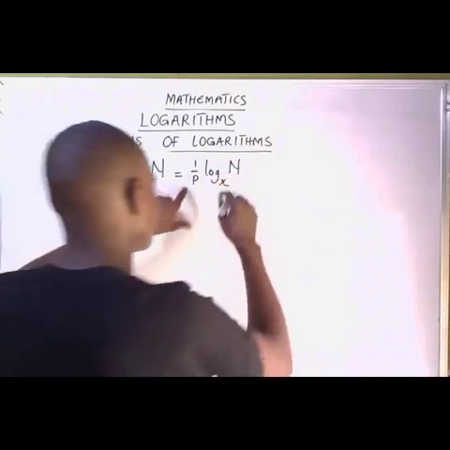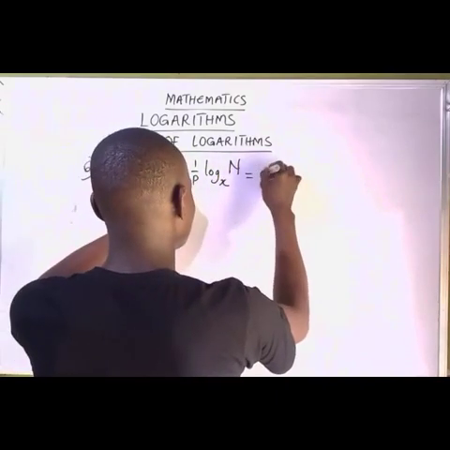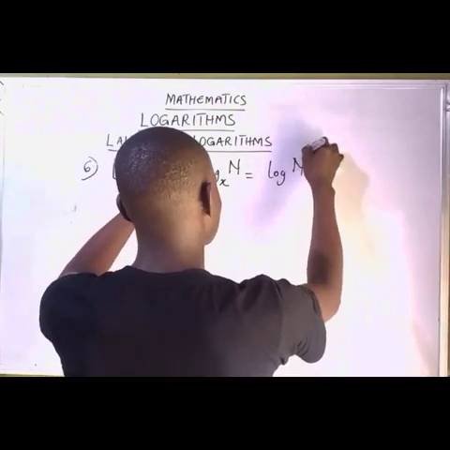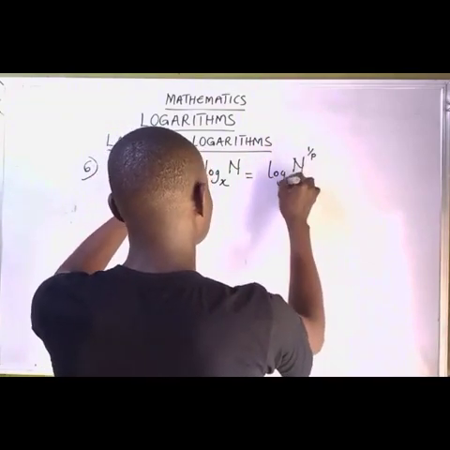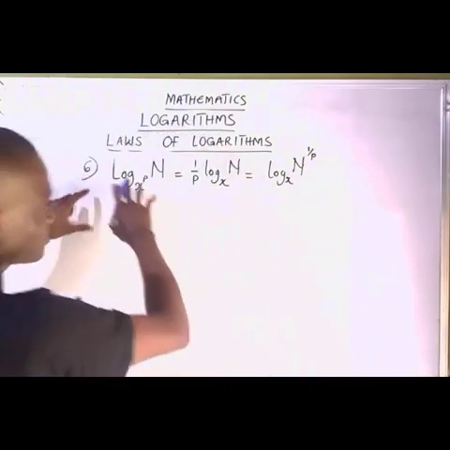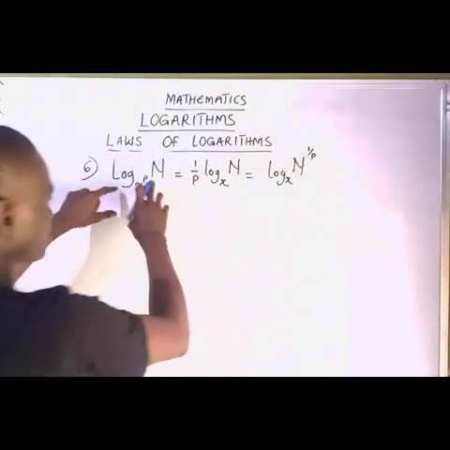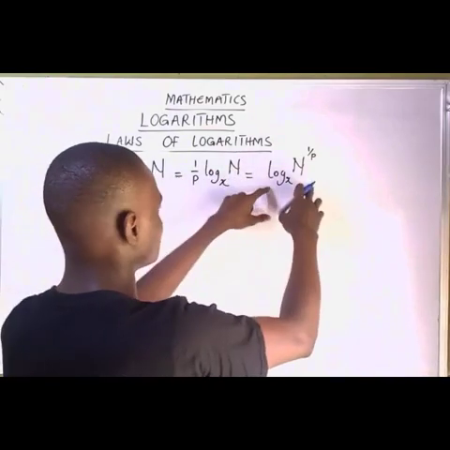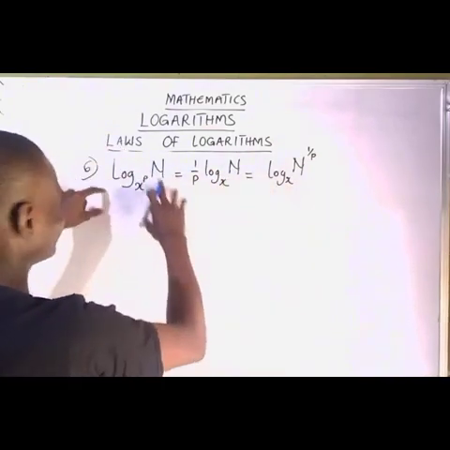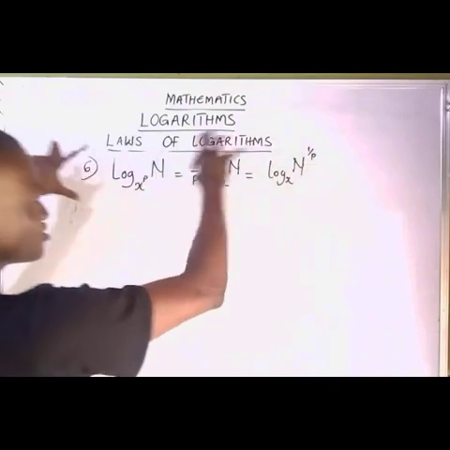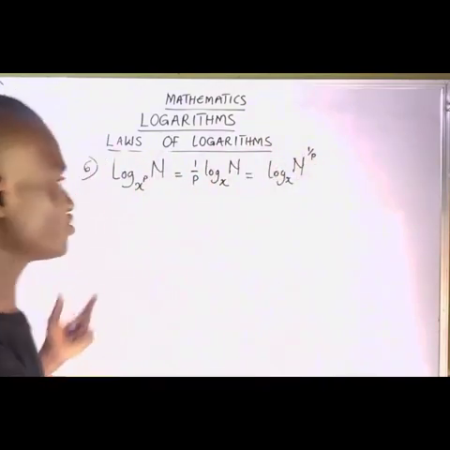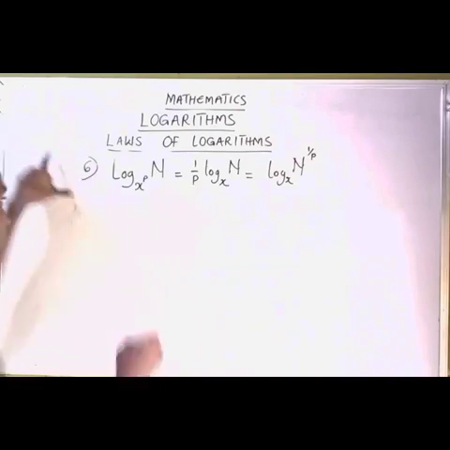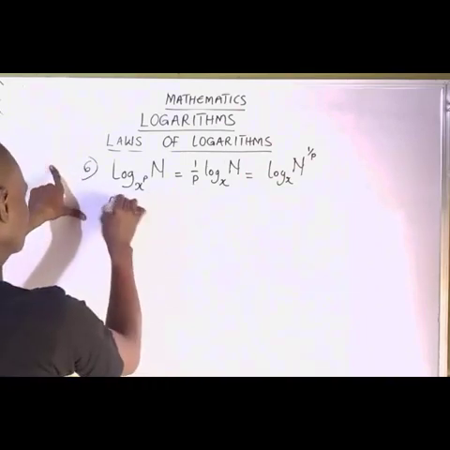And that implies that what I have here can also be written as the logarithm of n to the power of 1 over p to the base of x. So these are the 2 forms you can transform this to. Which means if I wish, I can change this to this, or I change this to this. They are equivalent. You can just transform them from one form to another. Now let us take some examples that describe what we are talking about here.